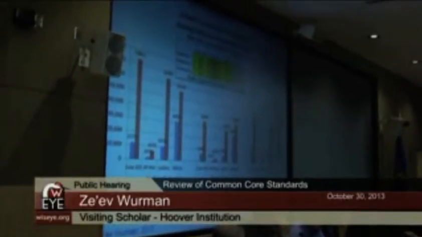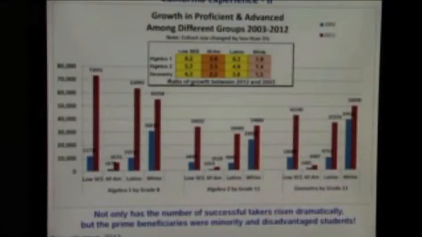But people say, well, that's not enough, Algebra 1, and then what? Next slide. Hold it, one back. Oh, I didn't do this. Okay, no, go back. Fine, that's good. Now, this is looking at Algebra 1, Algebra 2, and geometry in high school, disaggregated by ethnicity and by socioeconomic level. Look, the huge increases in the disadvantaged population, much higher than for the white population. Because that's what really happened in California.